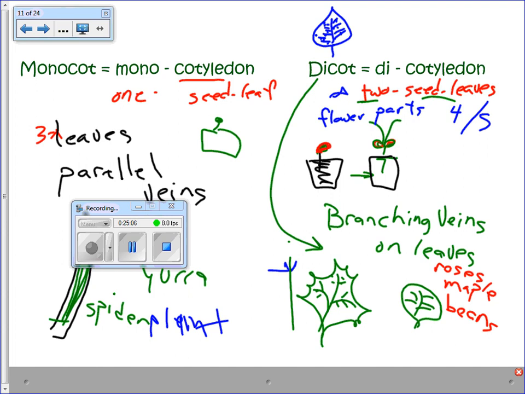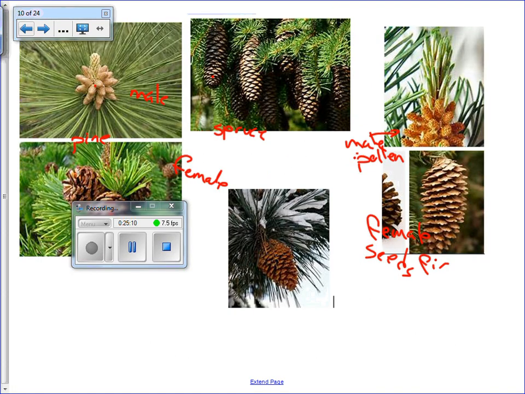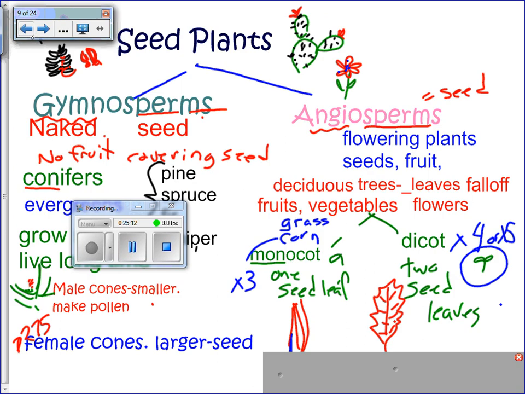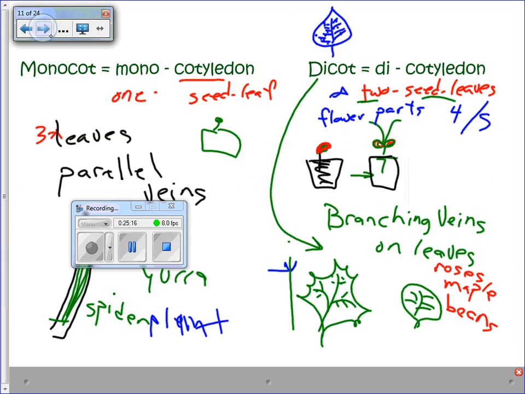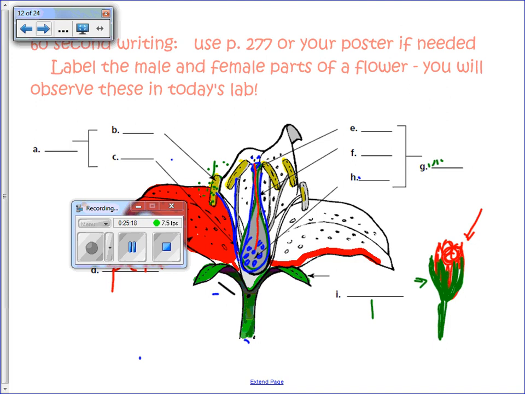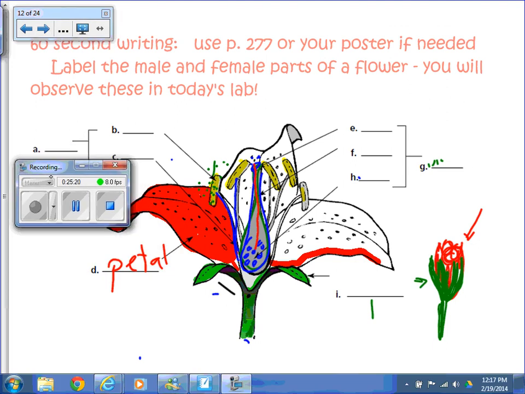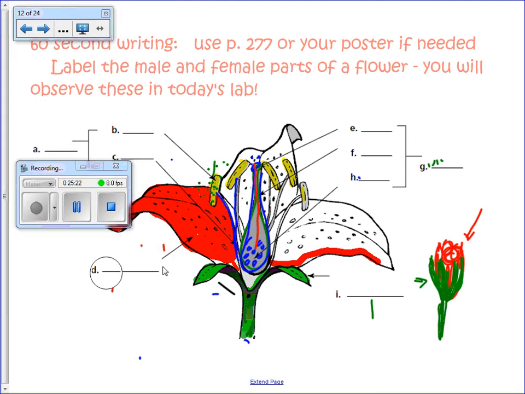All right, the last thing we need for our flowering plants is the parts of a flower. So let's look at parts of a flower. Let's go this way. I strongly recommend you draw a picture of a flower on your poster, because you will need to know the male parts and the female parts of a flower. You'll need to identify them tomorrow. You'll see them on the quiz, you'll see them on the test, you'll see them over and over and over.